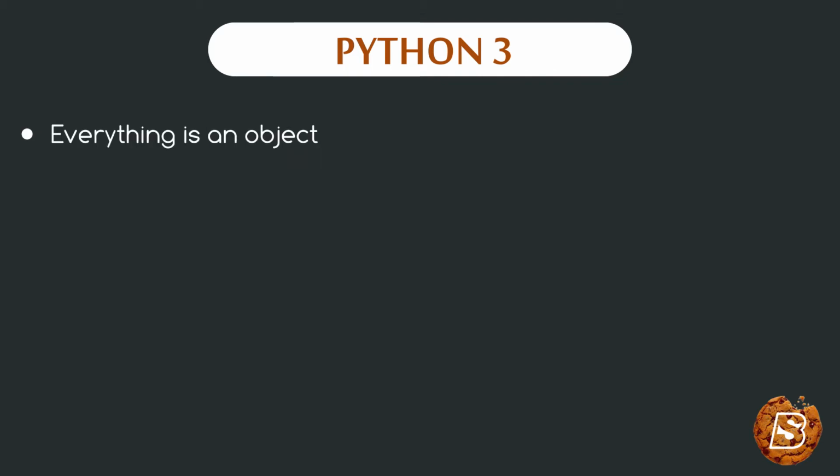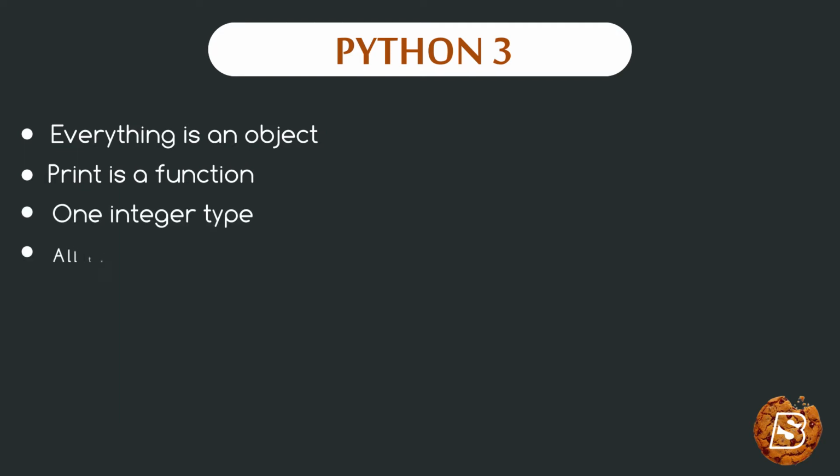So what is the difference between Python 3 and Python 2? In Python 3, everything is an object and print is a function. So here you'll be seeing parentheses with the print function. There's only one integer type in Python 3 and all text is now Unicode.